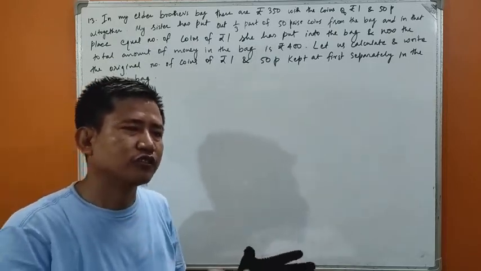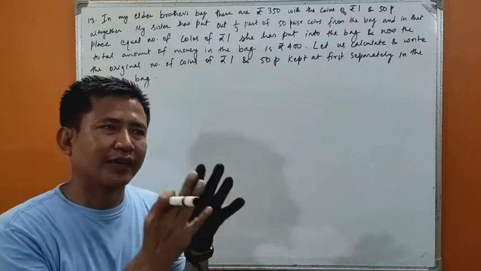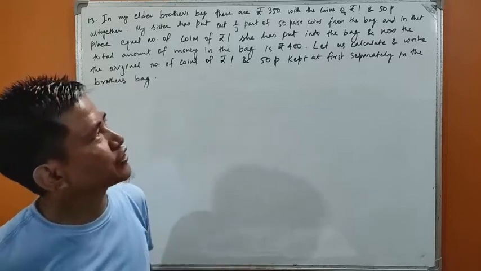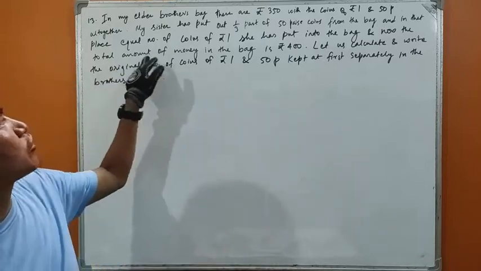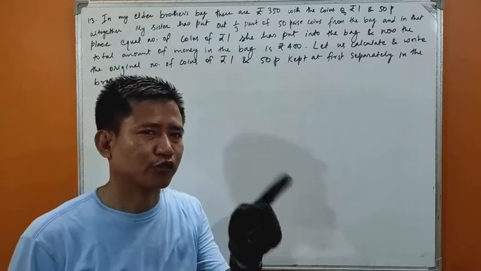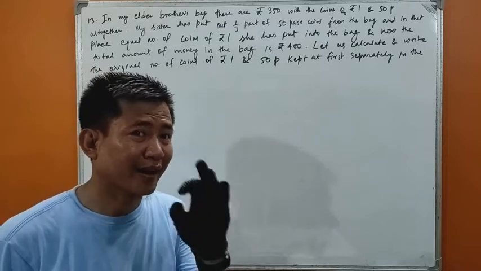What did that girl do? She took out the 1/3 of the total number of 50 paise coins, and instead of that she put equal number of 1 rupee coins into the bag. Now the total amount of money in the bag is rupees 400, and we are asked to find the total number of 1 rupee coin and the total number of 50 paise coin in the bag initially.